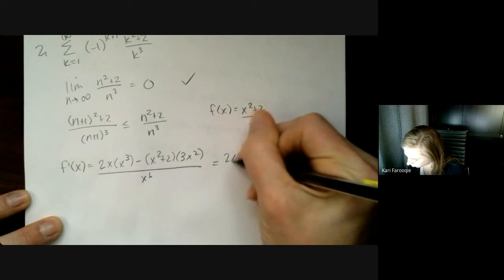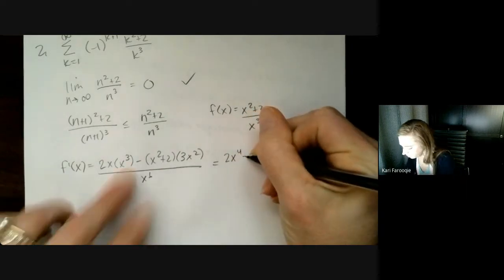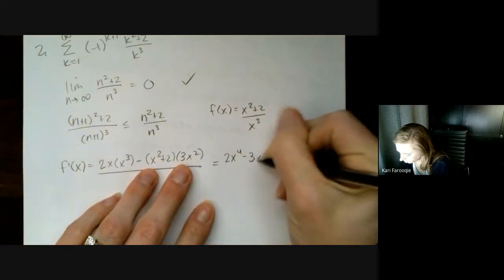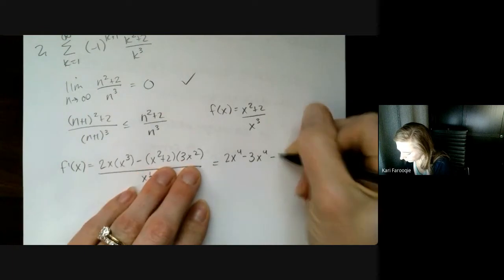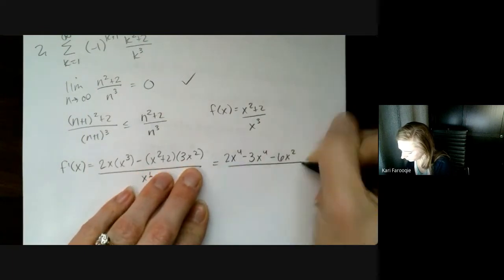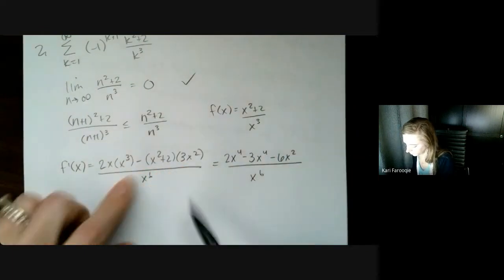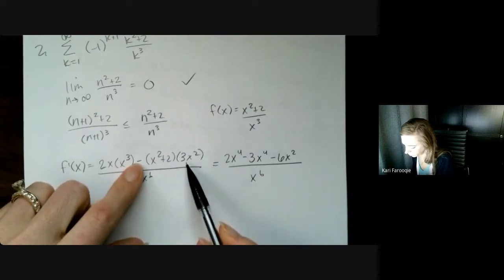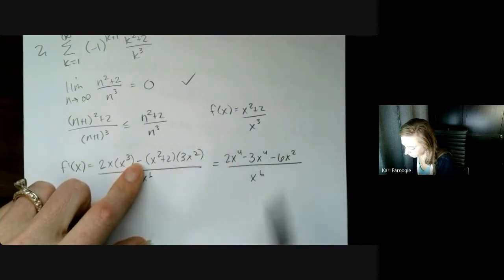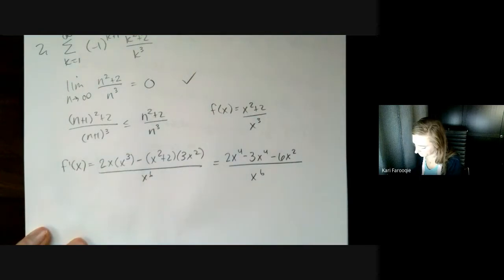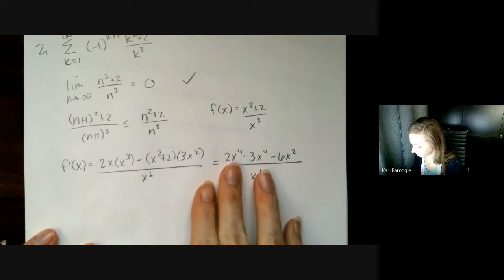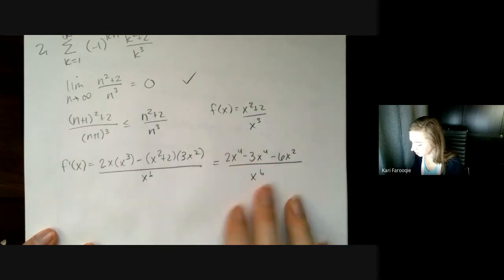And you'll get 2x to the 4th minus 3x to the 4th minus 6x squared divided by x to the 6th. Let's see, minus 3x to the 4th minus 6x squared. Okay. And remember that for a rational expression, if we want it to be equal to 0, we're just wanting the numerator to be equal to 0. So I'm going to go ahead and take out the numerator separately.